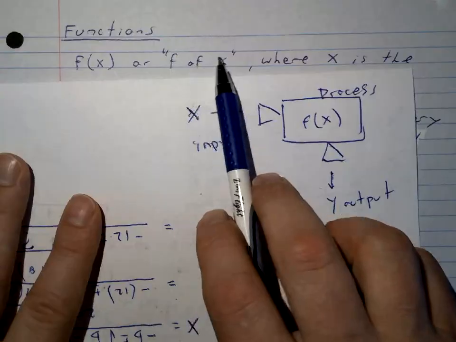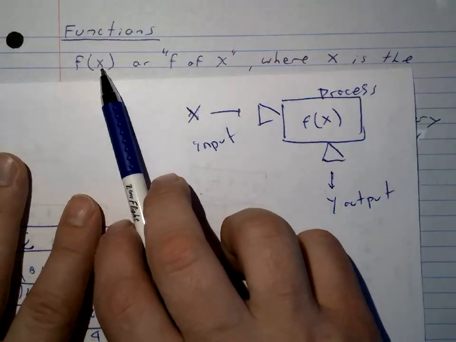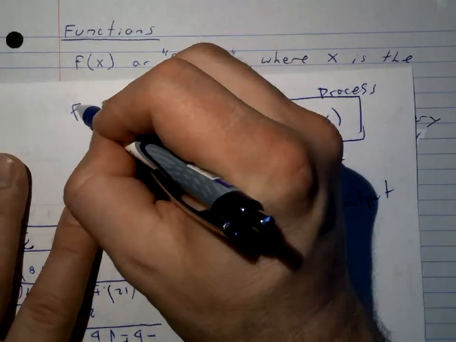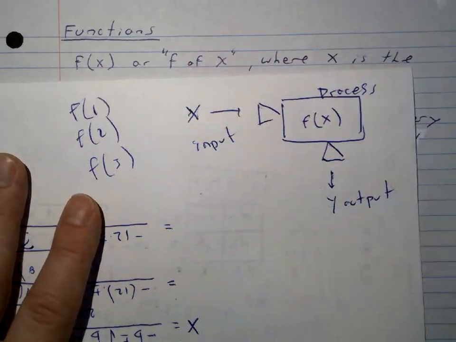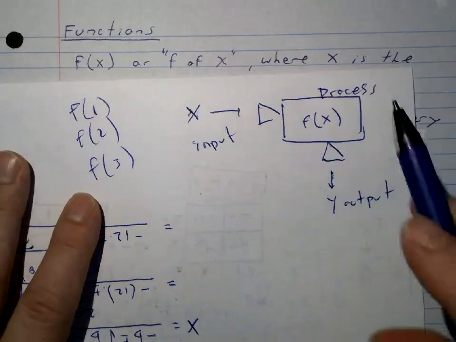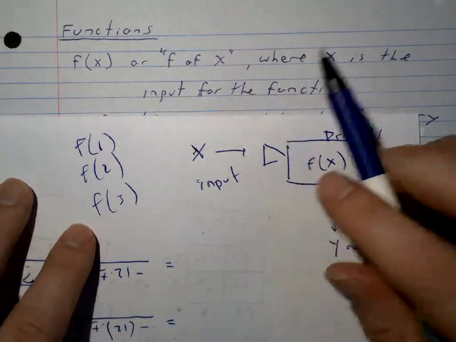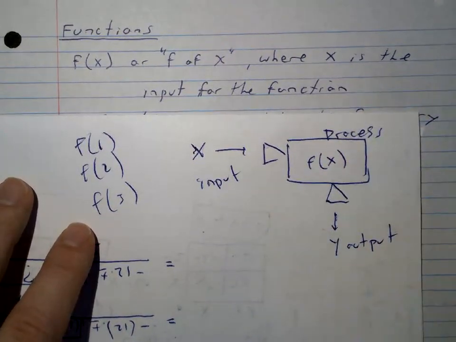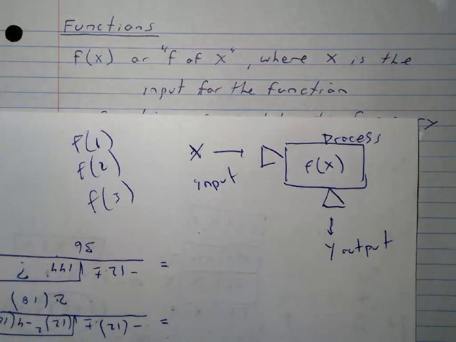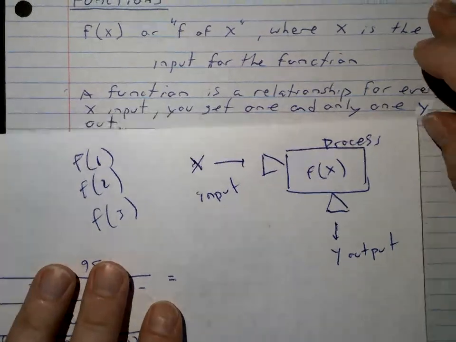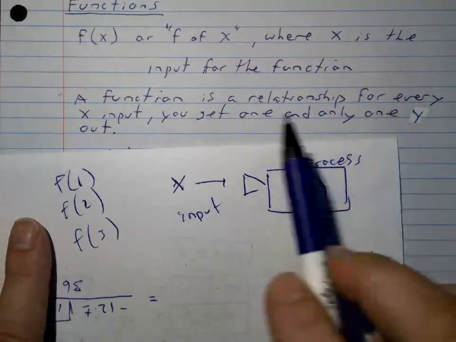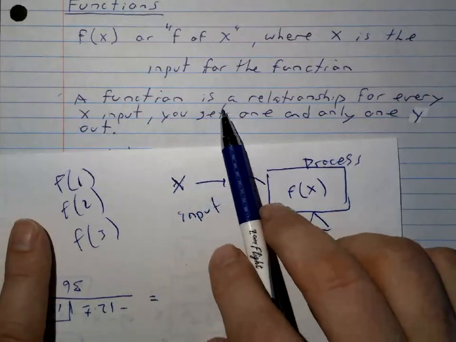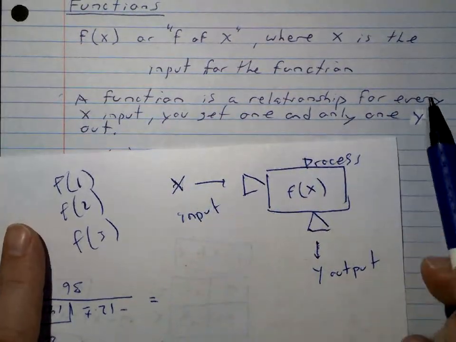This is f of x, f of 1, f of 2, f of 3, where x is the input of the function. And that's what this is. You can kind of review this. I do have that on my website as well. But a function, remember, is a relationship. For every x input, you get one and only one y output.